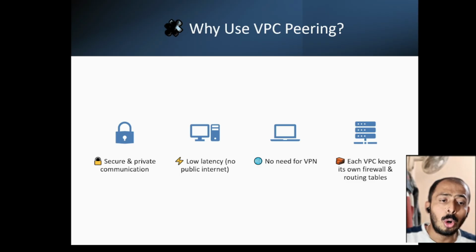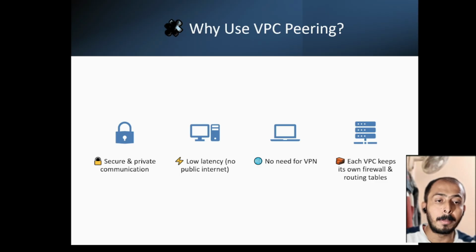And the last thing, no overlapping of IPs allowed. That means one VPC cannot use the same IP range or the same IP address as the other VPC. So each IP range should be different from the other VPC.